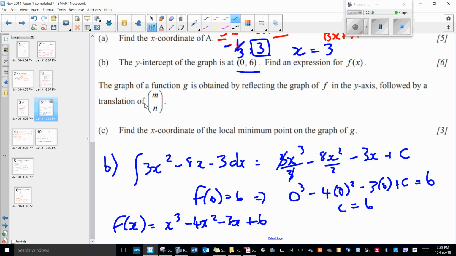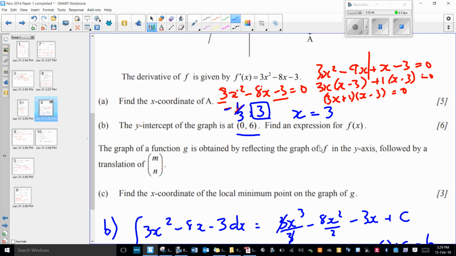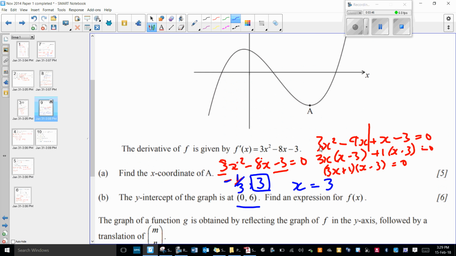Okay, so now the graph of G is found by reflecting the graph in the y-axis, followed by a translation. Find the x-coordinate of the local minimum point on the graph G. Alright, so for the reflection, this point is now going to come up here, and this point is now going to come down here, which makes this now the new minimum point.